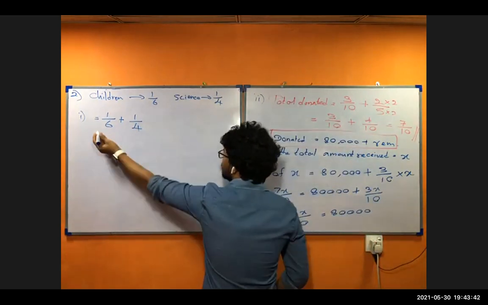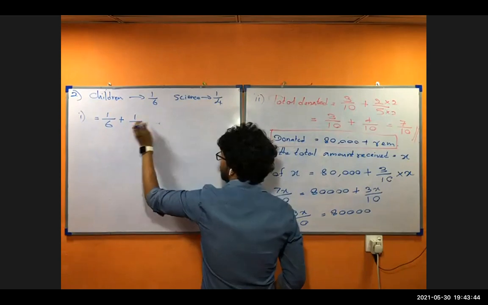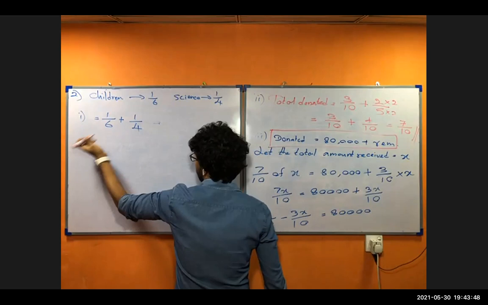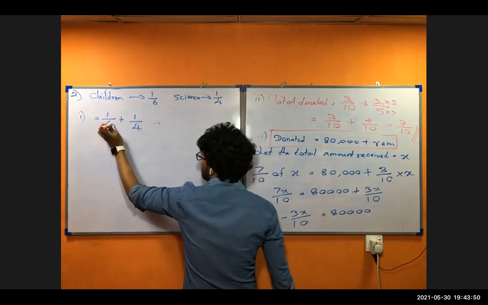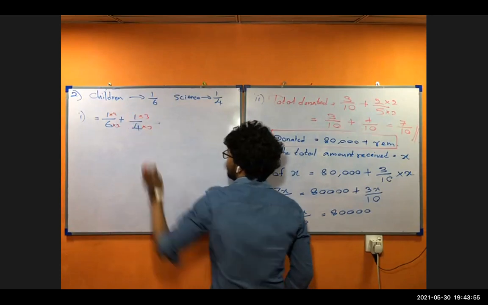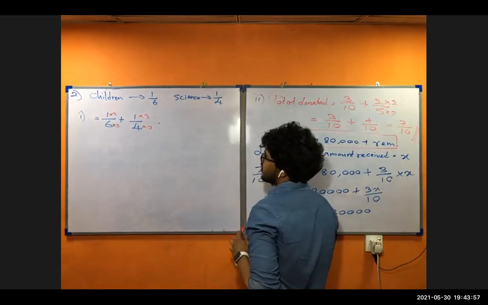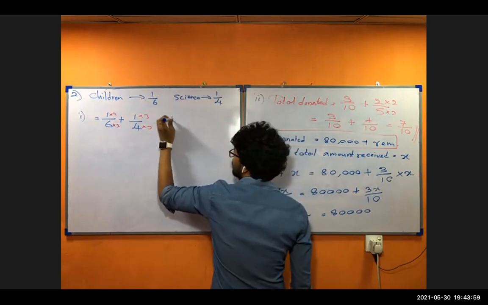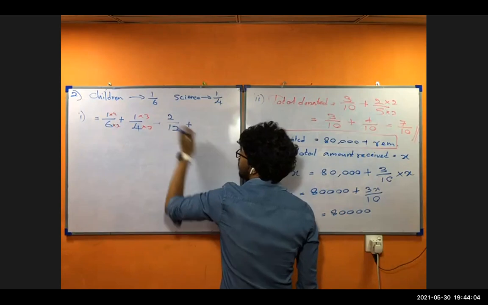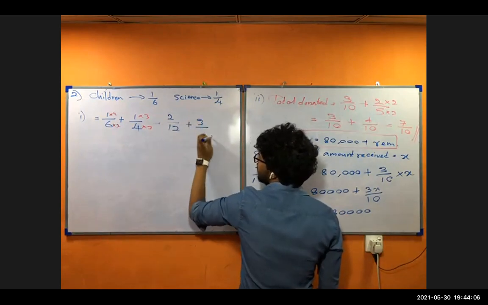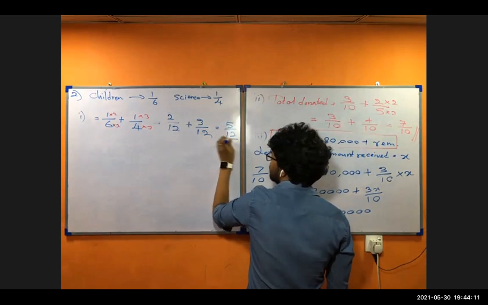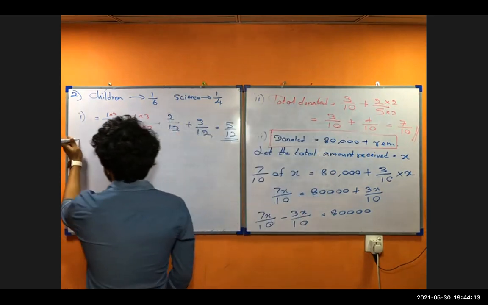So then you should be able to identify what operation we have to do. Here we can take the common denominator. 12 is the common denominator. So you multiply by 2, multiply by 2, multiply by 3, multiply by 3. So what do I get? 1 times 2 is 2 over 12, plus 3 over 12, which is 5 over 12. Second part.